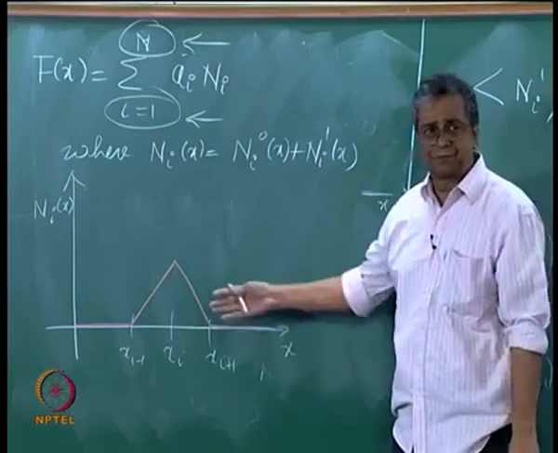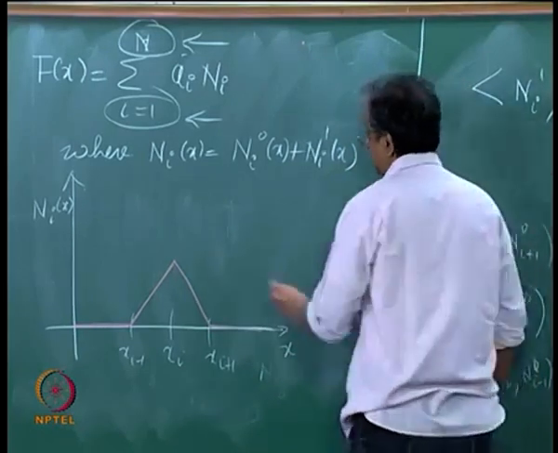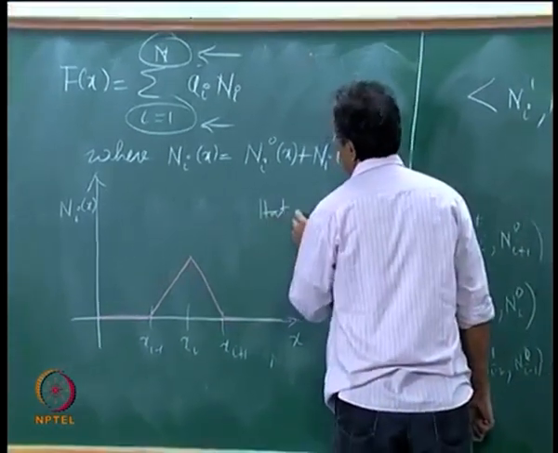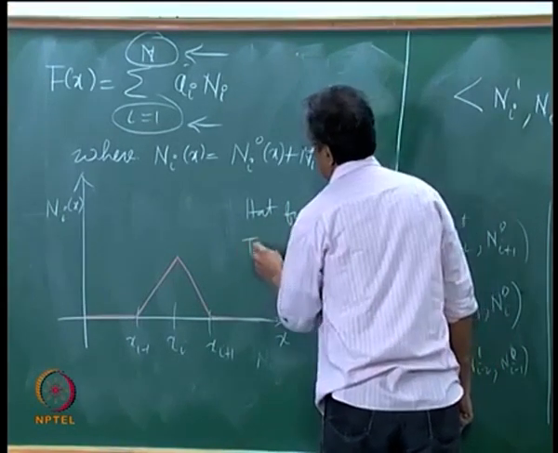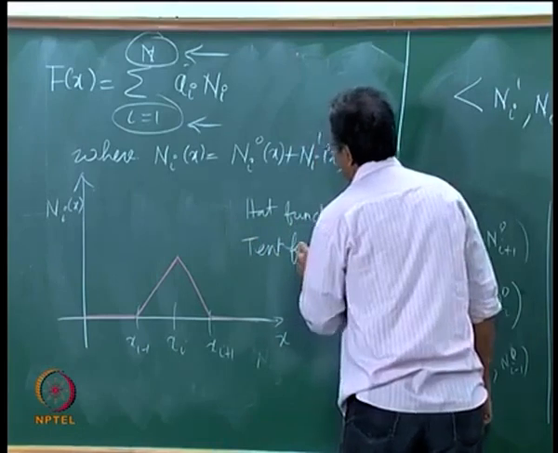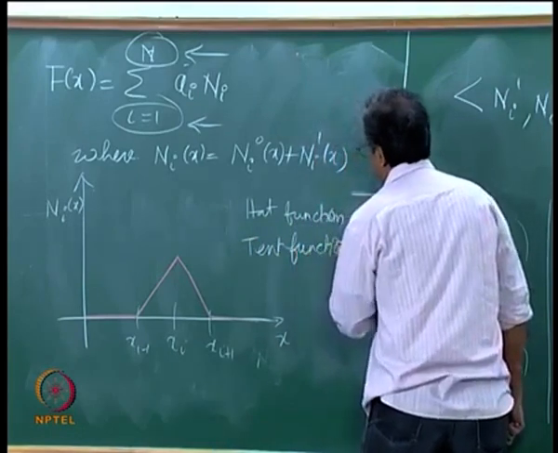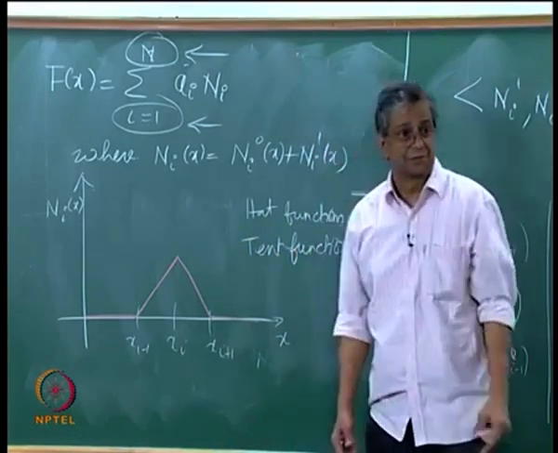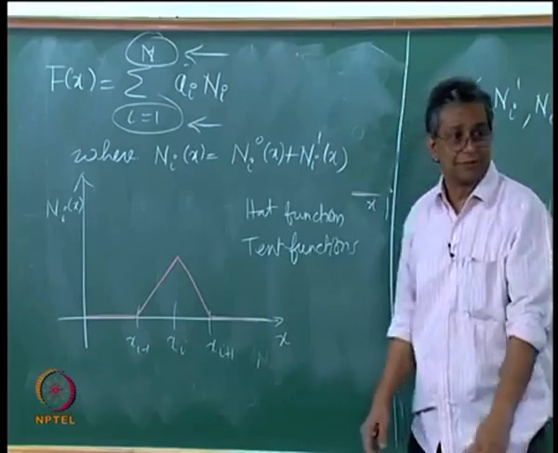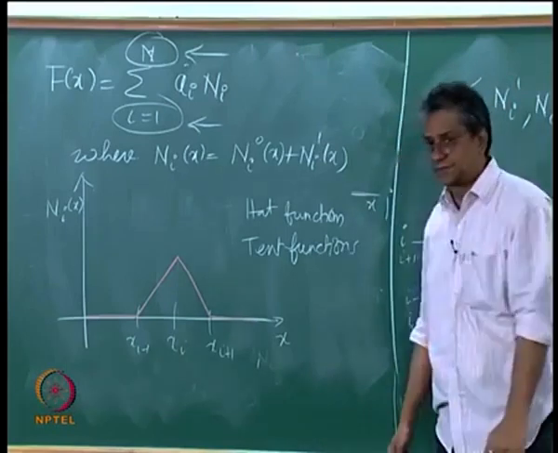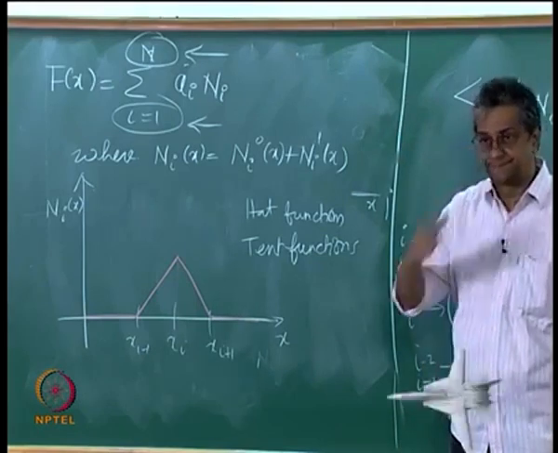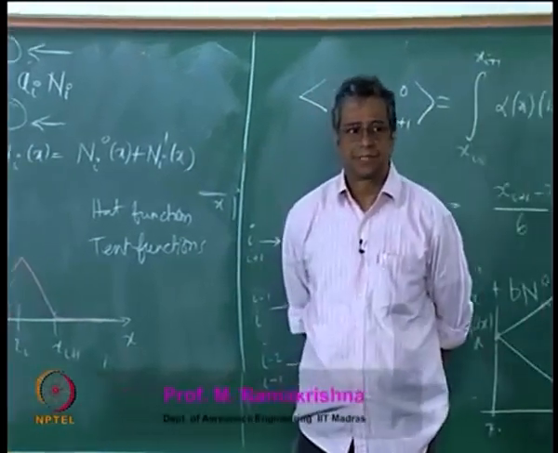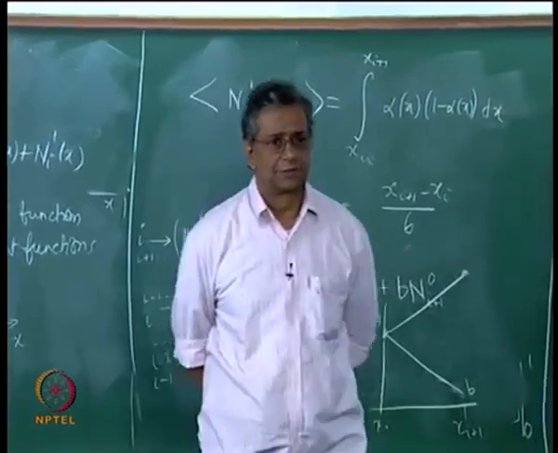Because of the shape of the function, these functions are called either hat functions or tent functions. You can imagine that if you construct functions like this in 2 dimensions, they look like a tent, so they are called tent functions or hat functions. Is that fine? Are there any questions? Okay, then we will continue with this in the next class.